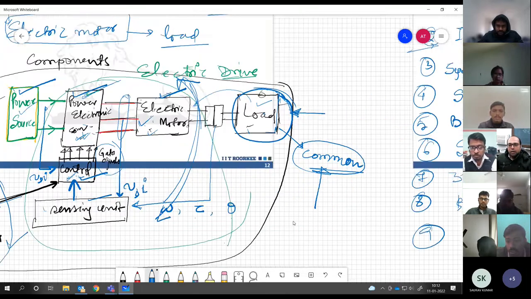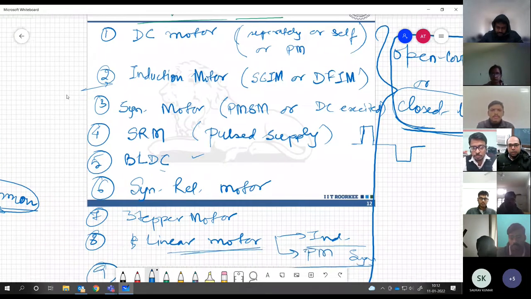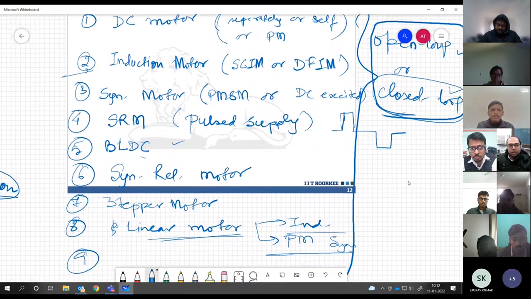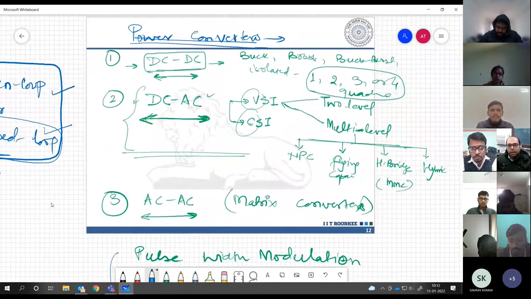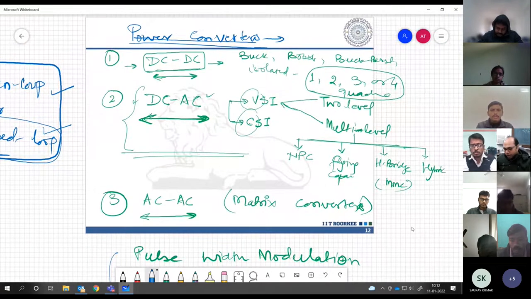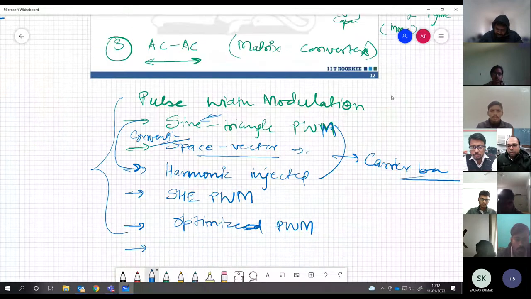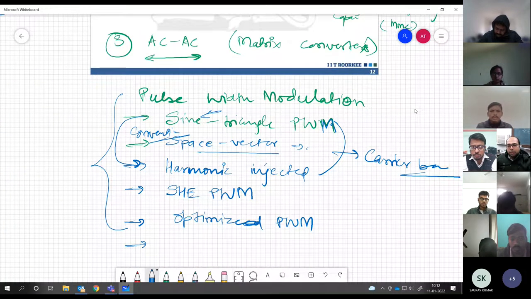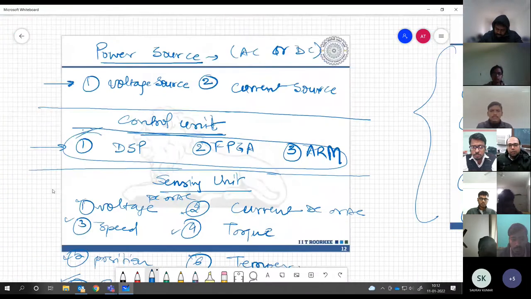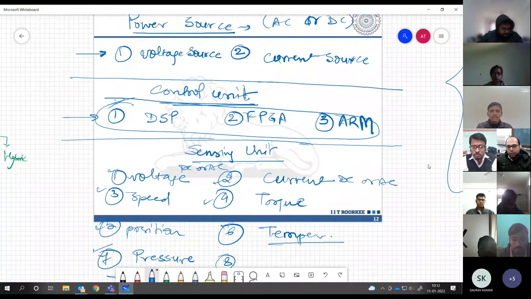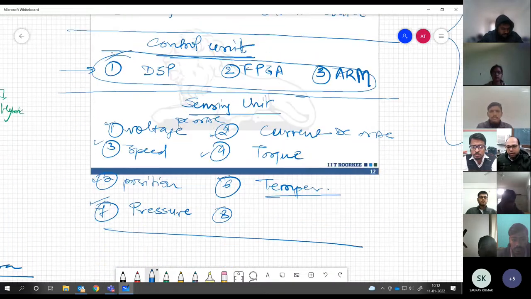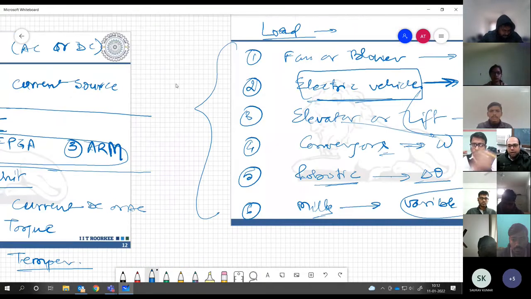Then we have discussed different types of motors. Several motors we see around us: DC motor, induction motor, synchronous motor, and all that. Then we have seen different types of power converters which are being used in such applications. Then what are the techniques through which these are operated? So some PWM techniques, and then some of the classifications for the power source, then the control unit present over there, then the sensors, which all are mounted or installed with the motor drive. These things we have seen.